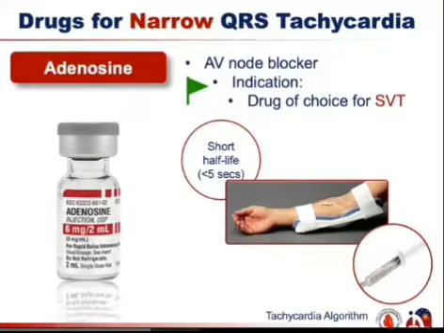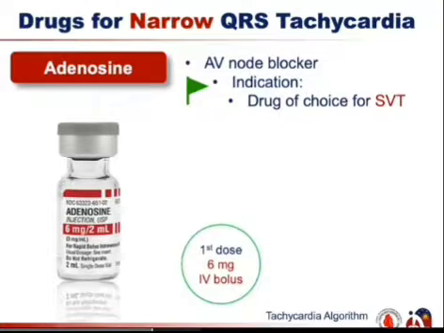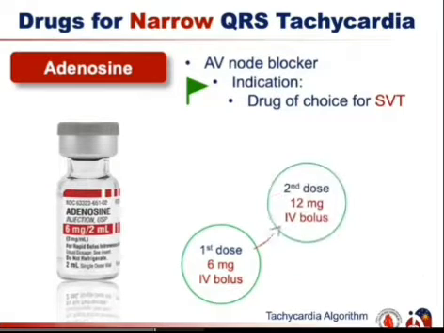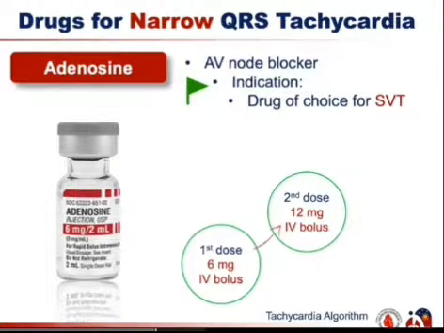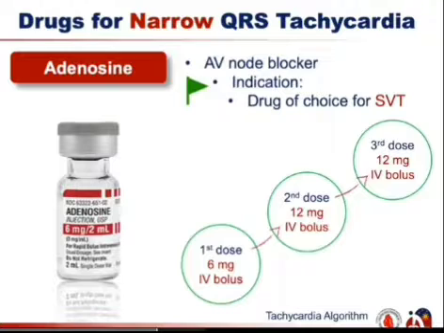Initial dose is 6 mg via rapid IV bolus. If the rhythm is not converted, you can give a second dose of 12 mg of rapid IV bolus, and a third and last dose of 12 mg IV bolus.